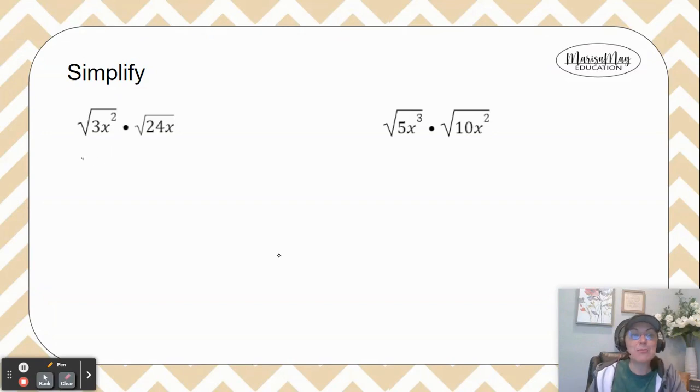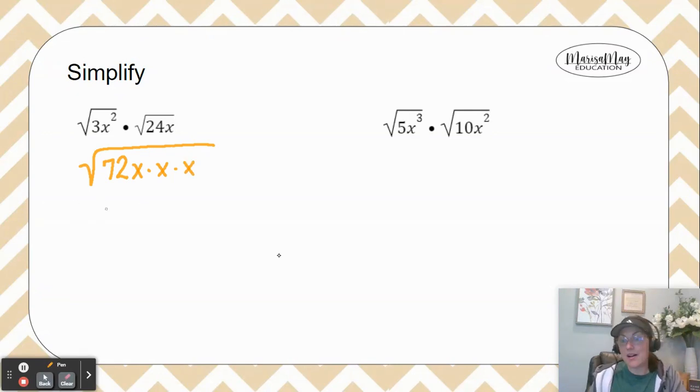I think that it is probably best if we go ahead and multiply what's underneath the square root here. So 3 times 24 gives me 72. And then I've got x to the second, which is x times x, and then times another x.